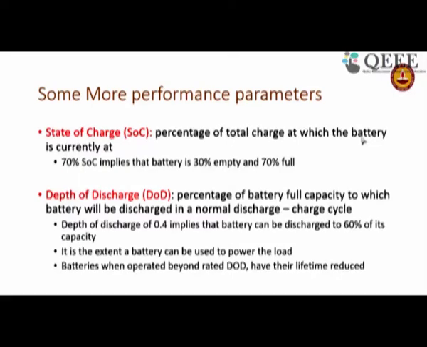But you normally shouldn't discharge more than 90% if you want a good life of the battery. If it is a VRLA or lead acid battery, I'll come to that later on. For a lead acid battery, if you want a good life, DOD should be 50%. Don't discharge more than 50%. Occasionally it doesn't matter, but don't make it a habit.